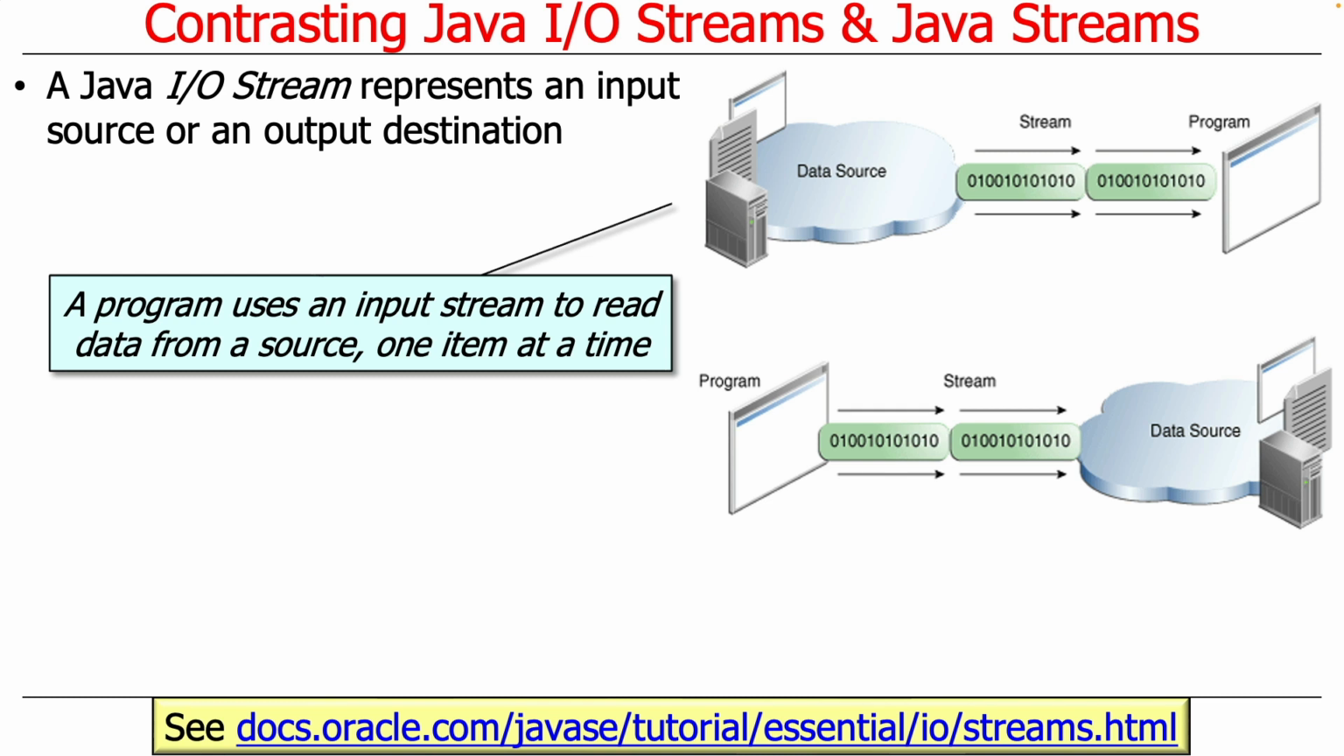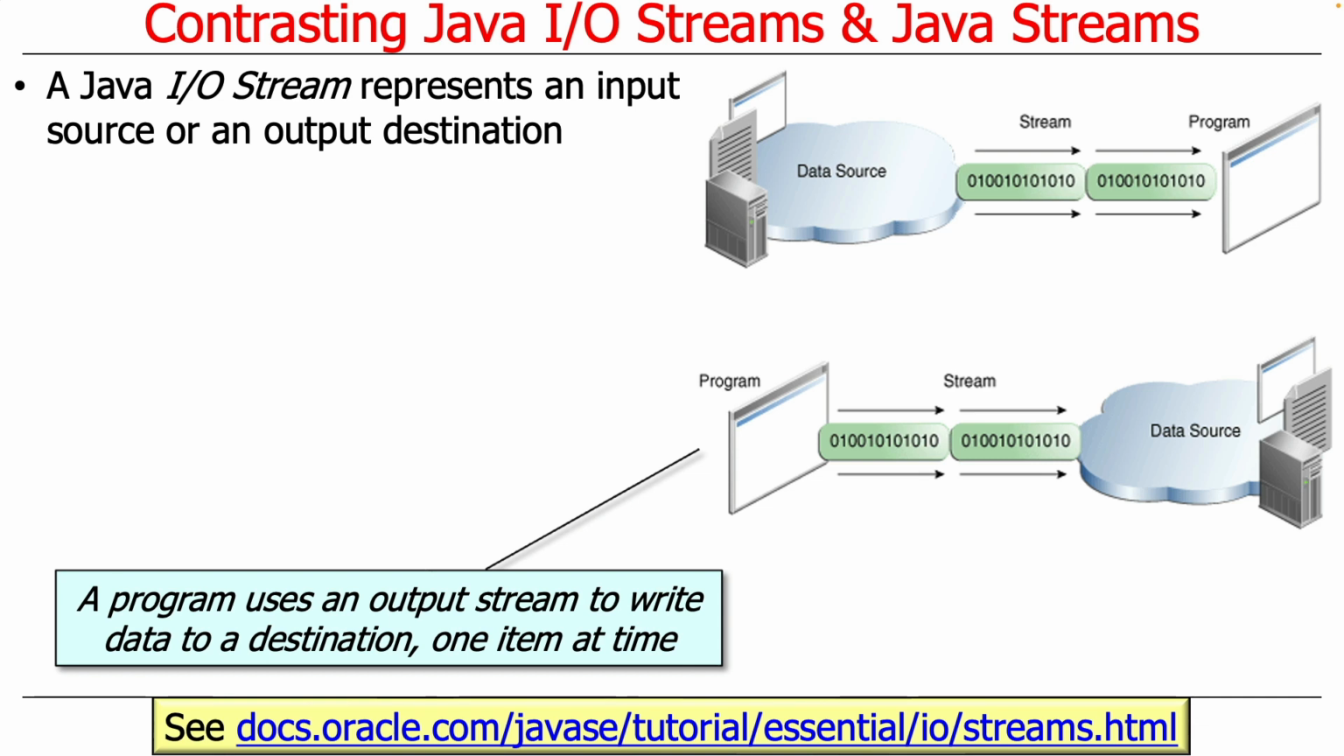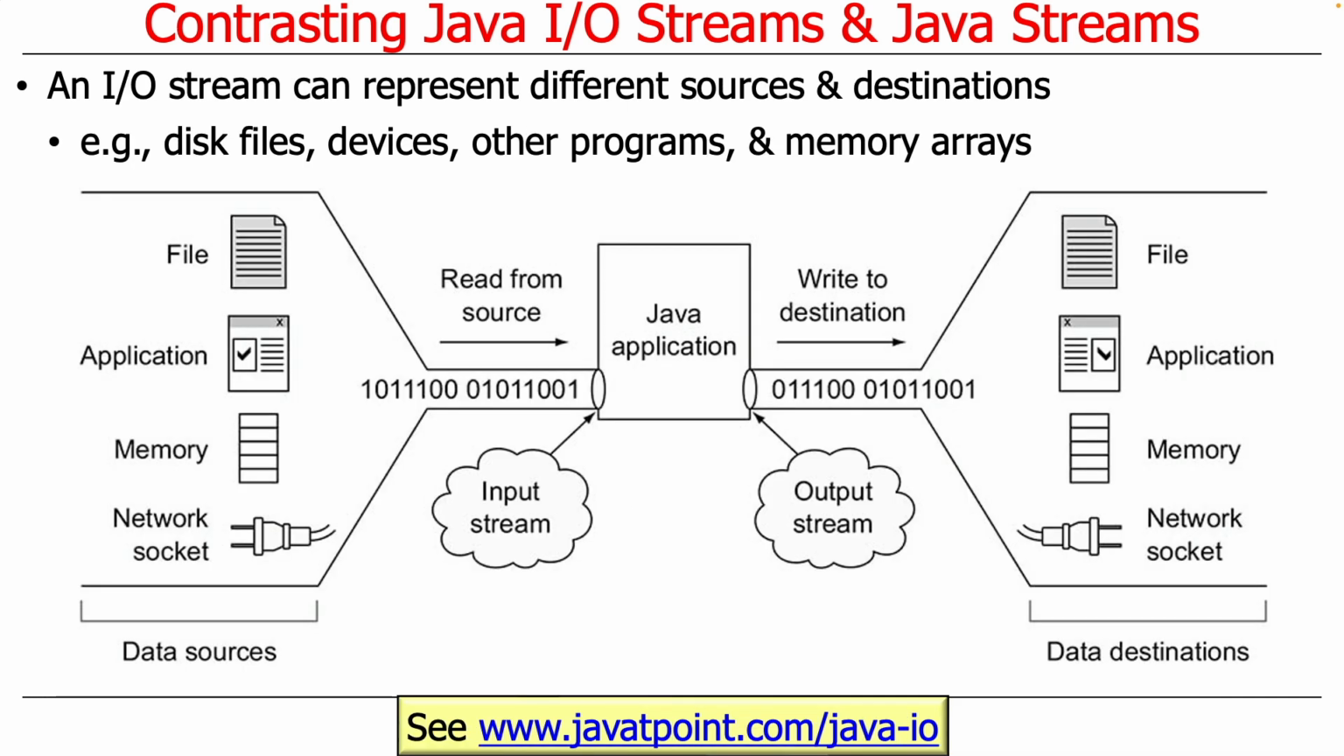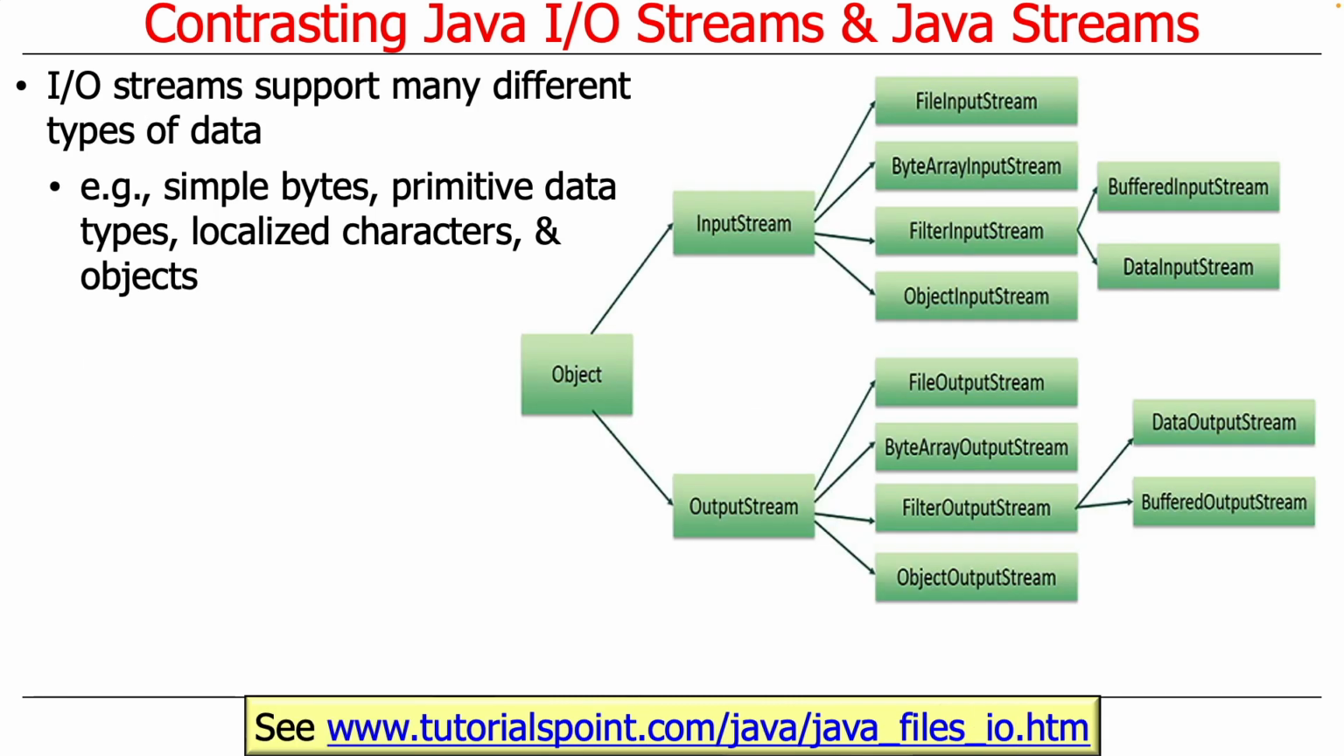So you can read data from a source one chunk at a time, or one item at a time, and you can write data to a destination, rather, one item at a time. An I/O stream is an abstraction of a physical or virtual storage media. So it could be a disk file, it could be a device like some kind of device driver or network. It could be other programs, it could be arrays that exist in memory, and so on and so forth. So you've got a whole bunch of things that you can use to read and write using your application with input streams and output streams.